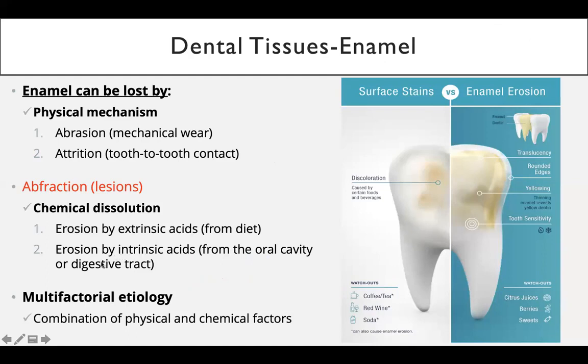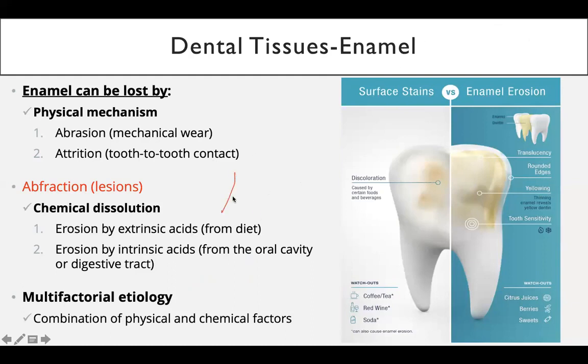So GERD: there is erosion of the enamel by intrinsic acid from the oral cavity or digestive tract, and erosion by extrinsic acid from diet will be by chemical dissolution. For example, some vinegars. So we have vinegar, right?